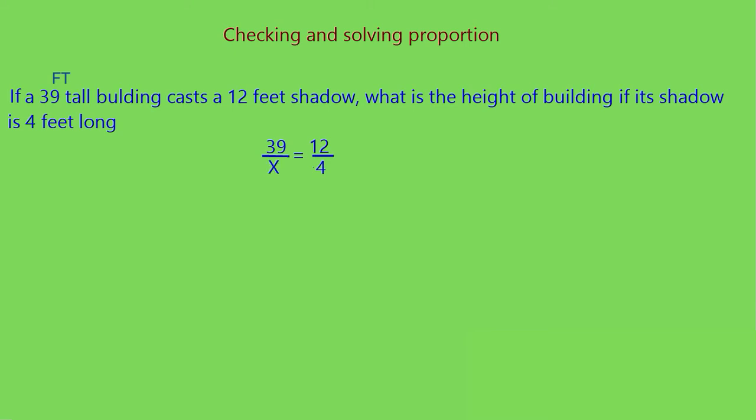Cross multiplying, we multiply 12 by x, we get 12x. Multiplying 39 by 4, we get 156. So we get an equation 12x equals 156. We now are supposed to find what is x. So we got an answer of 13 feet for the building.